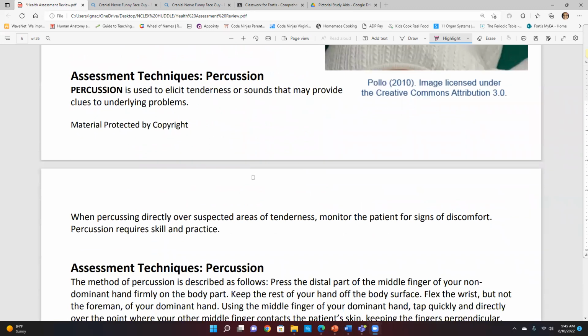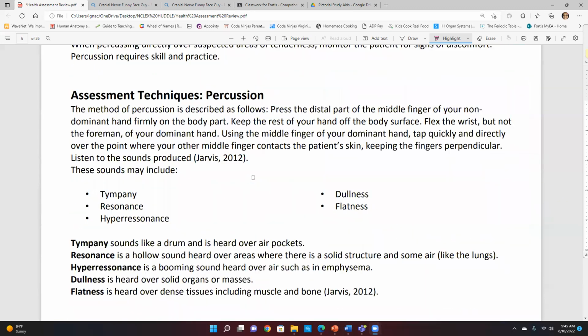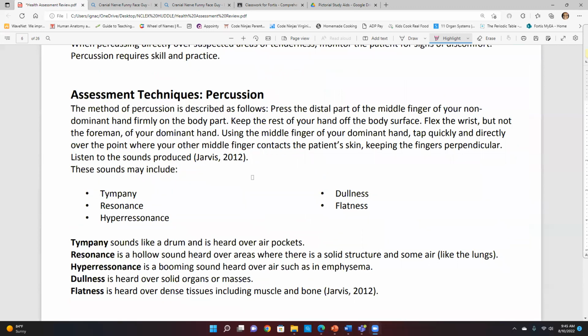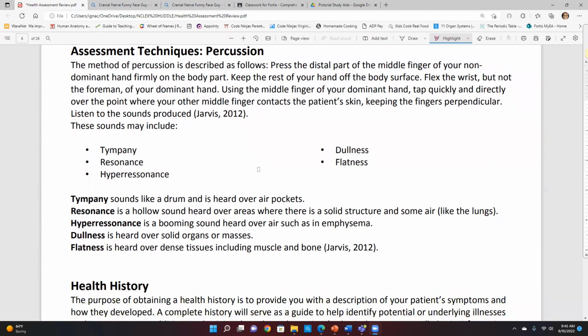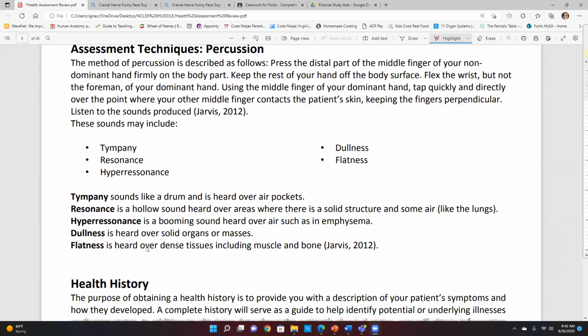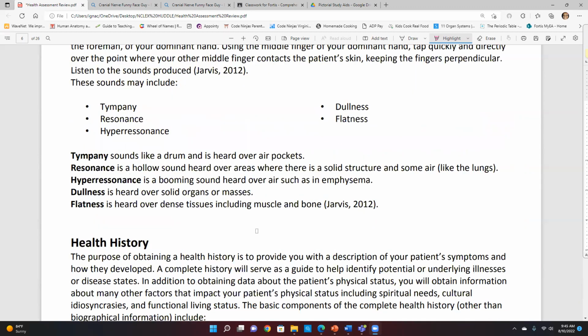And I think of the drums, right? So when we talk about percussion, you're going to place your non-dominant hand on the body part that you're trying to assess and percuss. And then you will take your dominant hand, that middle finger, and you will tap the first knuckle of that non-dominant hand. And so the sounds that you're trying to listen out for are going to be timpani, resonance, hyperresonance, dullness, and flatness. Now, based on the area of the body that you're percussing, you're going to hear different sounds.